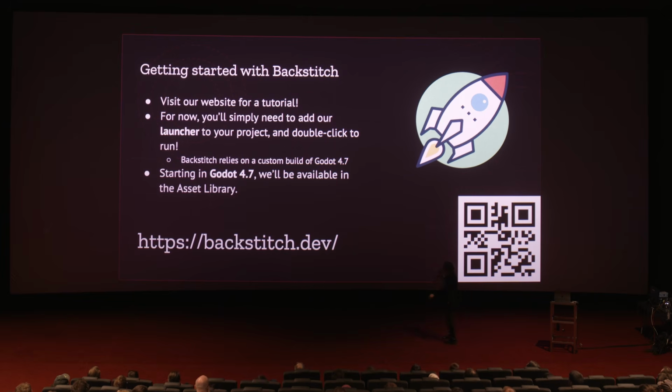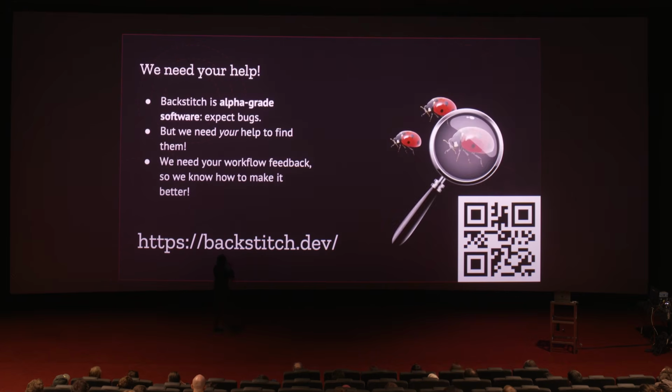You can visit our website, backstitch.dev, and we have a tutorial and some docs. For now, here, I'm going to not stand in front of the QR code. There we go. And for now, you'll add our launcher to your project and double-click to run. And starting in Godot 4.7 will be available in the asset library.